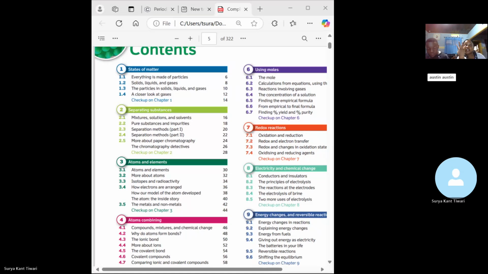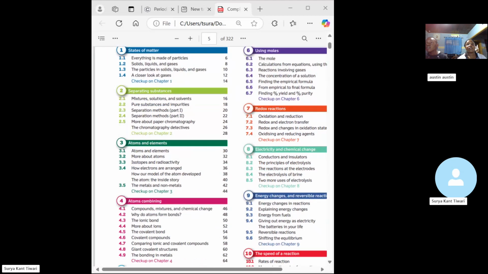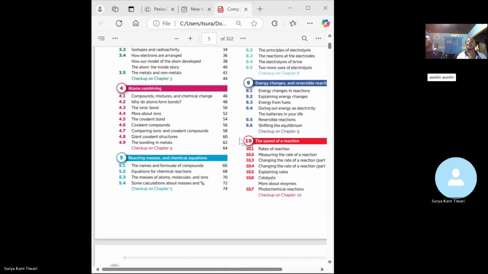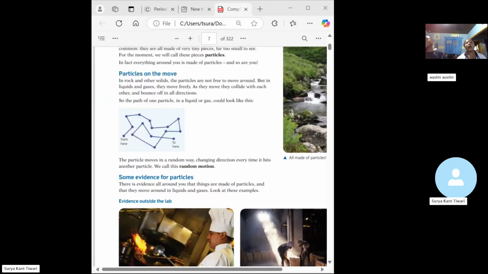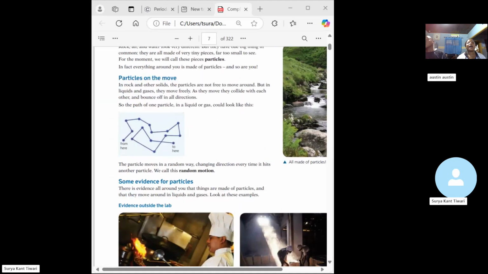There are four states of matter: solid, liquid, gas, and plasma. Actually, there is one more, called Bose-Einstein, but it is still in progress. We are not sure about it, so we do not study it in school.